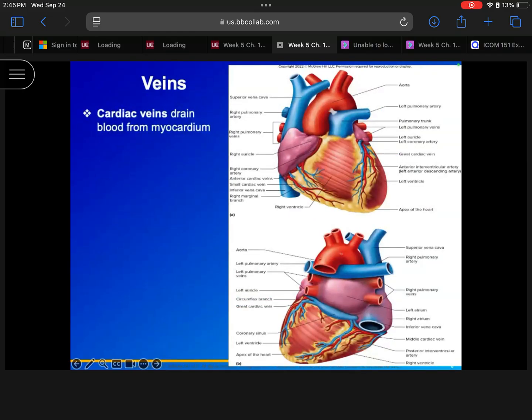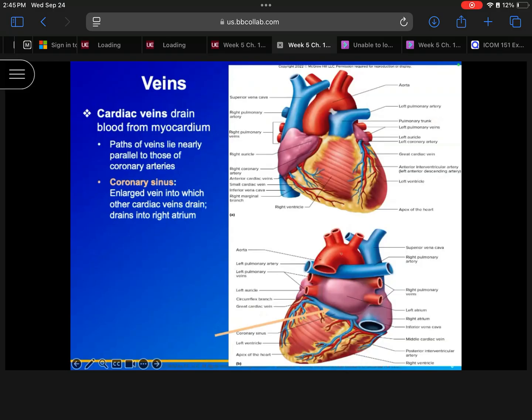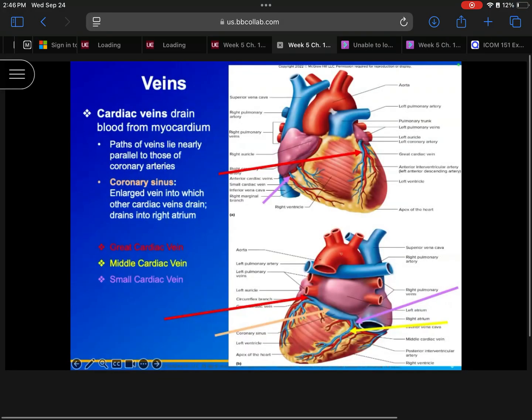Then we have the veins. So the cardiac veins are going to be very important for draining blood from the myocardium. And if you haven't noticed, the pathway of the veins lie almost absolutely parallel to the arteries of our heart. All right, so all of these veins are ultimately going to drain into a sinus. Now, the coronary sinus is a vein itself, and it's going to go into our right atrium so that we can take it back down through the right ventricle and out to the lung so we can reoxygenate the blood.